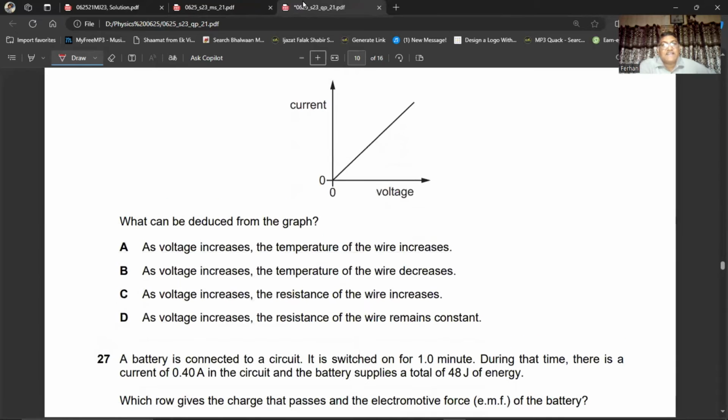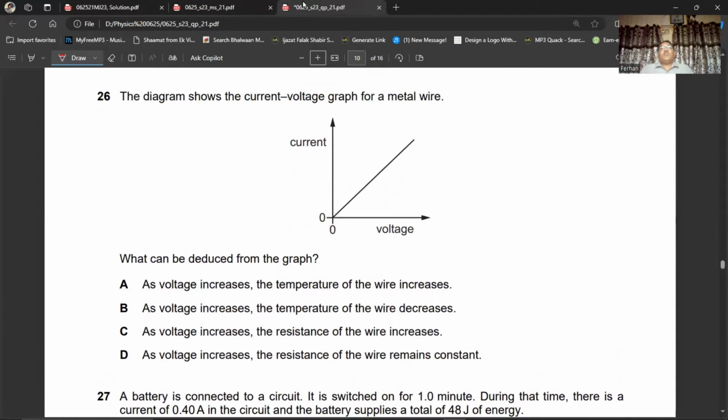Then we have question number 26. He says, the diagram shows the current voltage graph for a metal wire. What can be deduced from the graph? As voltage increases, the temperature of the wire increases. You know, this graph is obeying Ohm's law. The current and the voltage are directly proportional to each other. In this, the temperature and the resistance of the conductor do not change. So as the voltage increases, the resistance of the wire increases. No. As the voltage increases, the resistance of the wire remains constant. That is the right thing, sir.